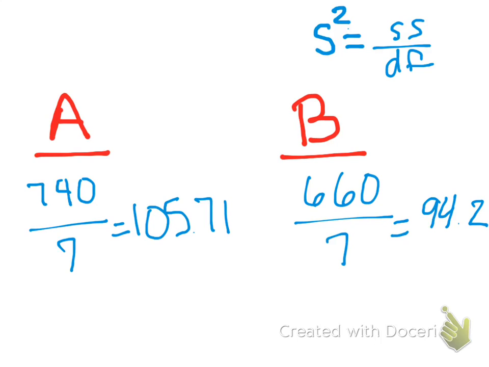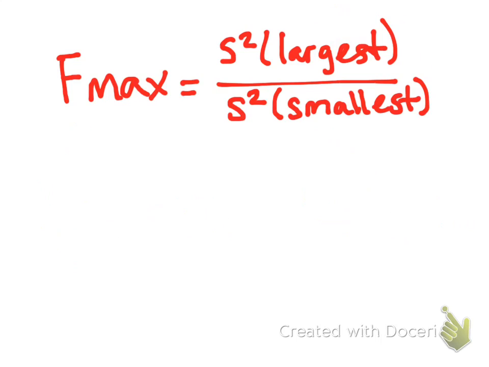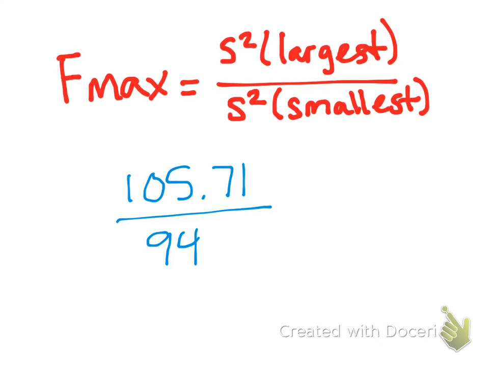All right, let's put that into our Fmax formula. So we have the largest variance divided by the smallest variance. So let's put that right here. 105.71 divided by the smaller variance, which was 94.29. And when we divide these out, we get 1.12.